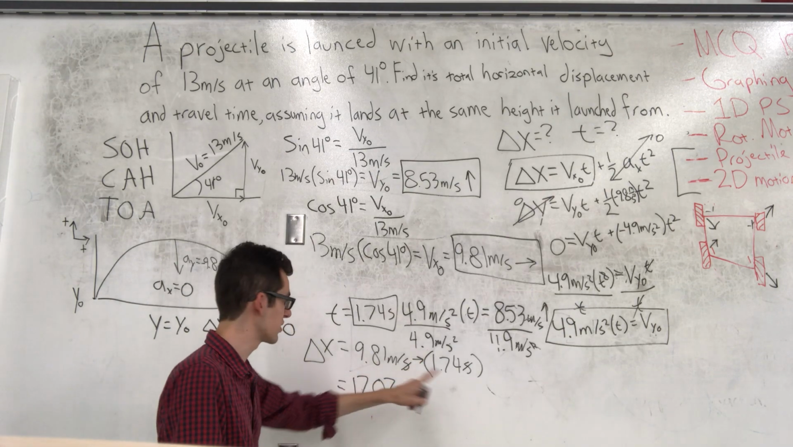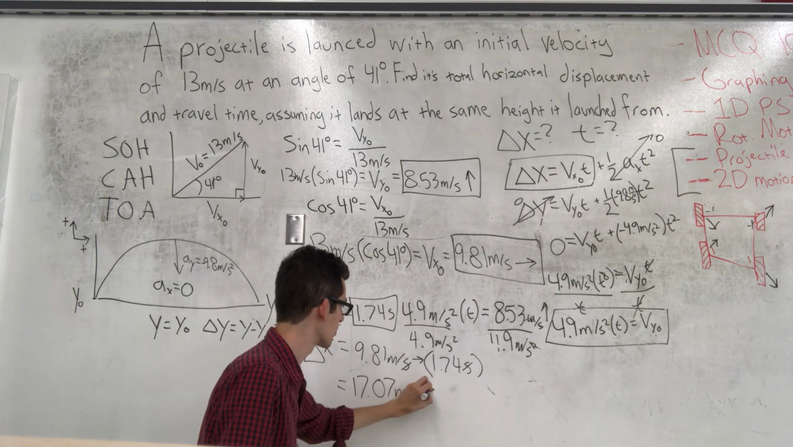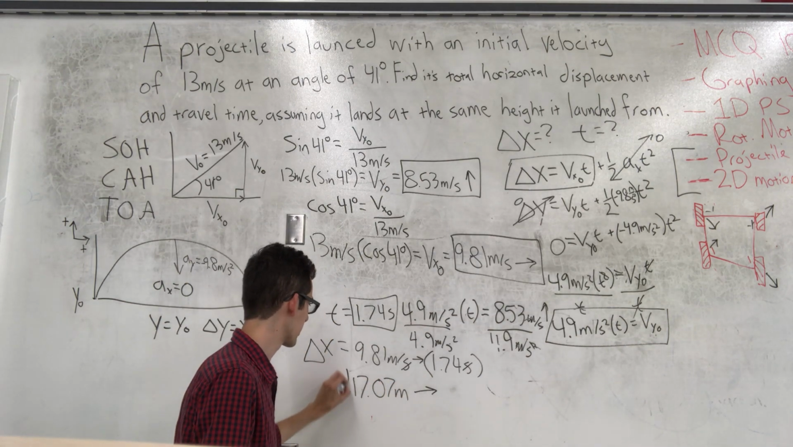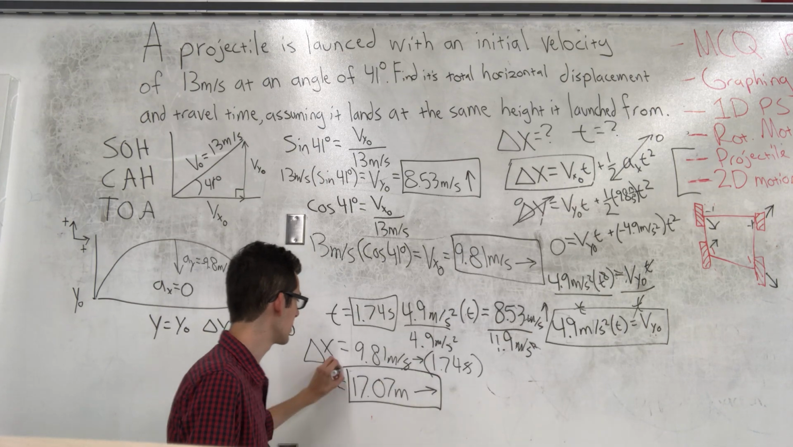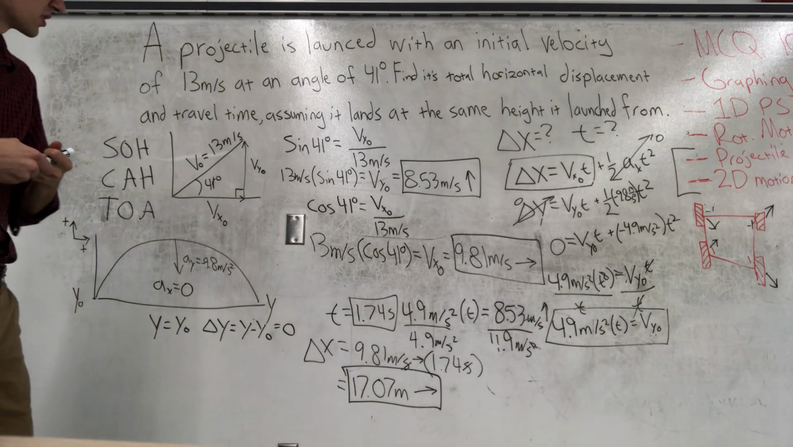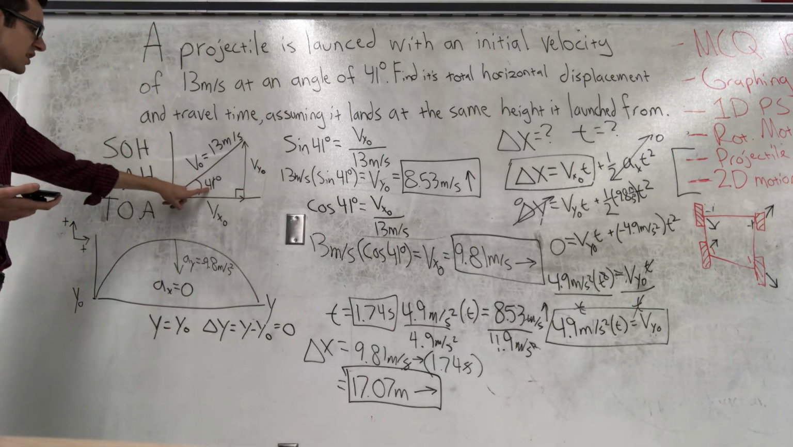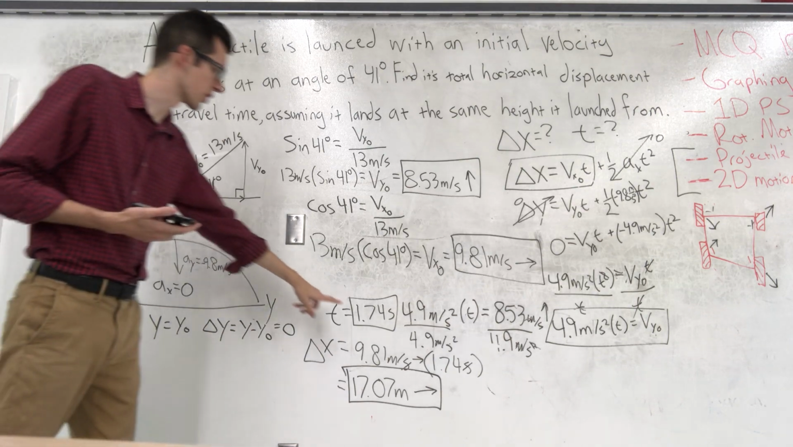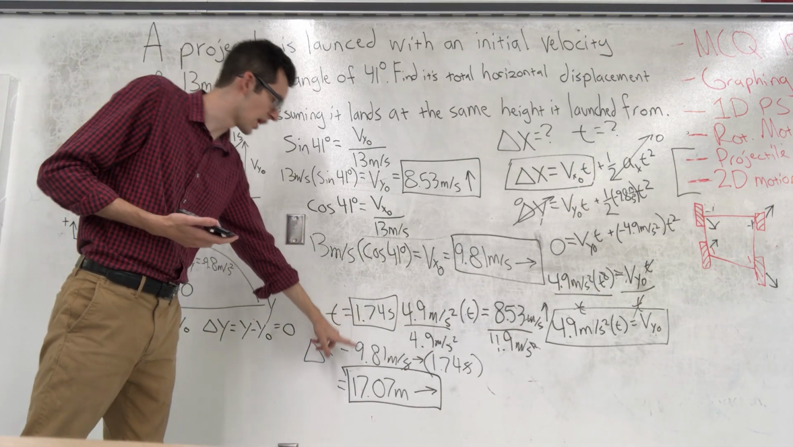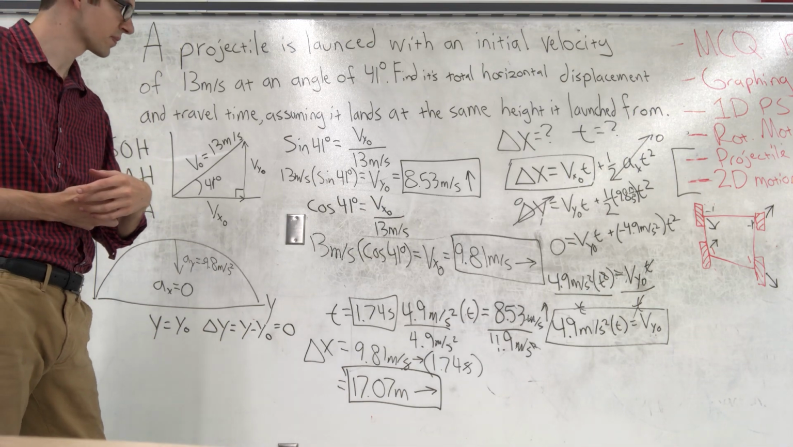Of course, our direction is still valid. In our x direction, we are moving to the right. So for our displacement, we'll report a direction as 17.07 meters to the right. So this is how we go through, and starting with an initial velocity and an angle, we solve for the time and the horizontal displacement for this projectile.